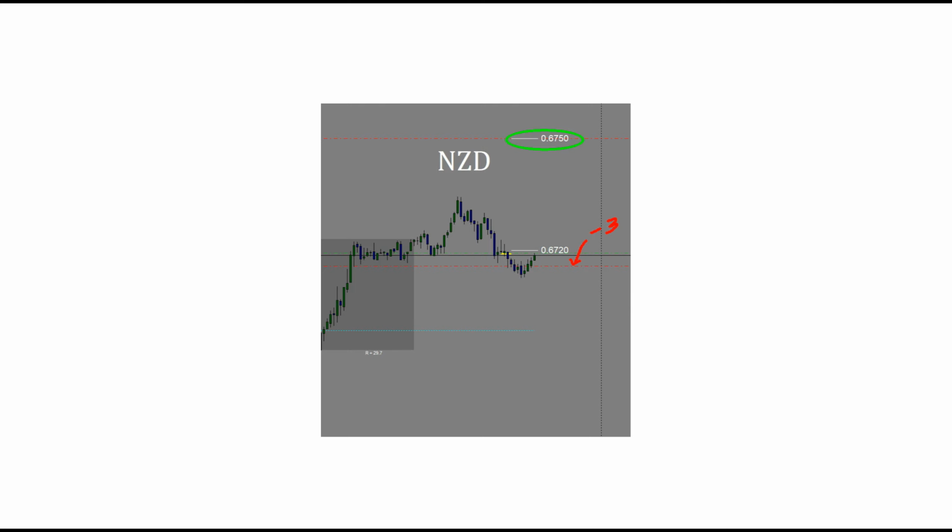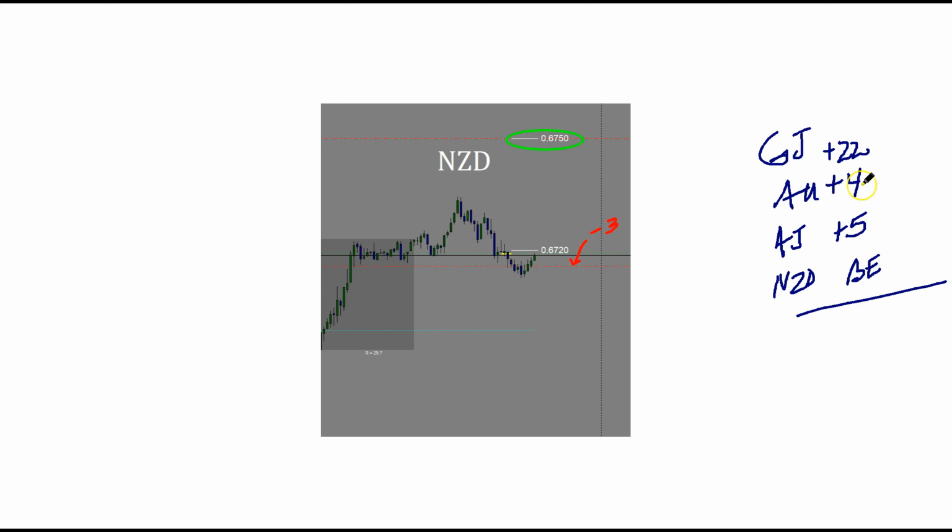All right, let's go ahead and just quickly recap for everyone. So on the GJ, that trade pulled in 22 and it actually hit the target. The AU, I punched out with +4, and the AJ, I had a protective stop in, and that protective stop was hit for +5, and the New Zealand, I punched out at break even. So there was no win, there was no loss. And the total of all of this in a very slow market was +31. And I considered that a very successful day, given that there was not much market activity.